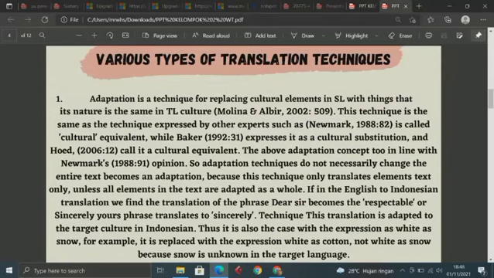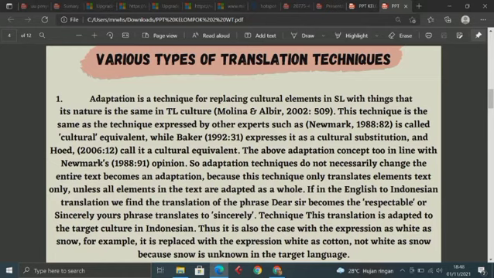The first is adaptation. Adaptation is a technique for replacing cultural elements in the source language with things that are the same in nature in the target language culture. It's according to Molina and Albir 2002. This technique is the same as the technique expressed by other experts such as Newmark 1988, who called it culture equivalent, while Bakker 1992 expresses it as a culture substitution, and Hood 2006 called it a cultural equivalent. The above adaptation concept is in line with Newmark's 1988 opinion.